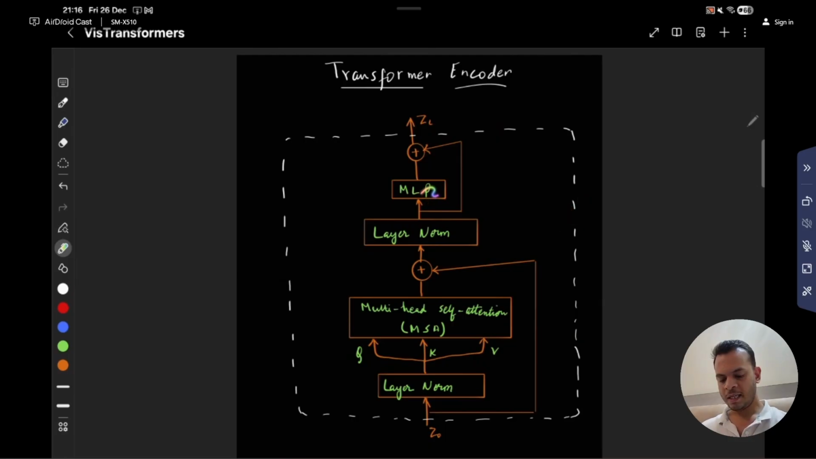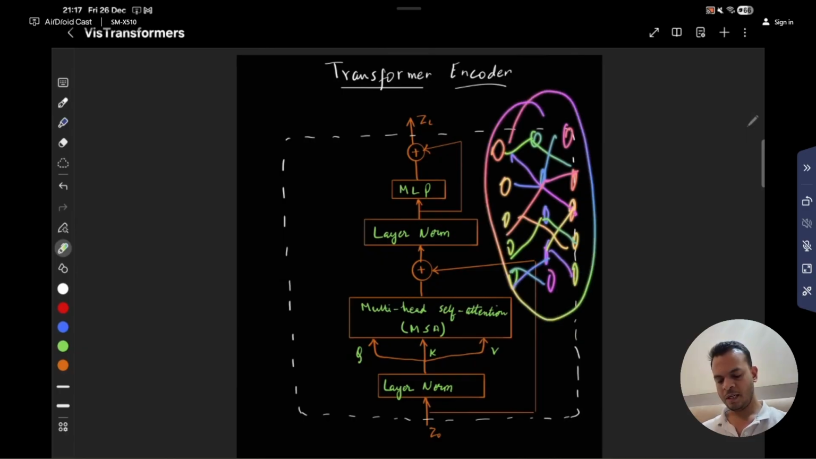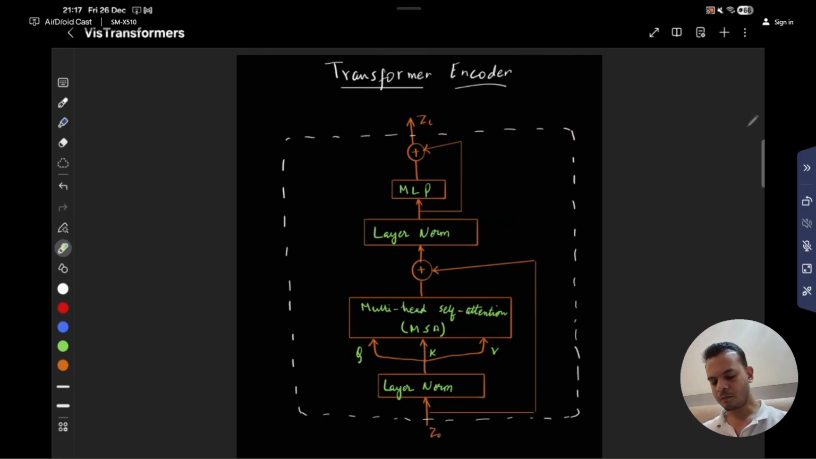Okay, and then it is passed through a multi-layer perceptron. If you remember, MLP is nothing but multiple layers of fully connected networks. So suppose these are three layers, and all of them are interconnected. So that is what actually a multi-layer perceptron is. Basically, the whole thing is fully connected.